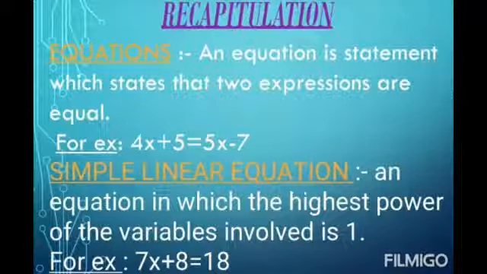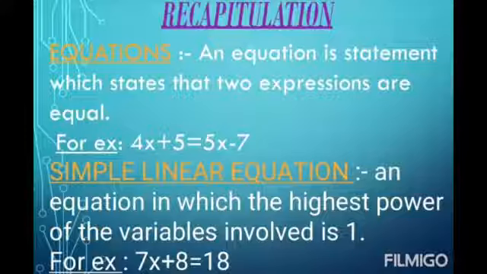Let's start with a quick recapitulation. First one is equations. An equation is a statement which states that two expressions are equal. Here you can see 4x plus 5 is equal to 5x minus 7. Two algebraic expressions are combined with an equal to sign. So this is an equation, right?